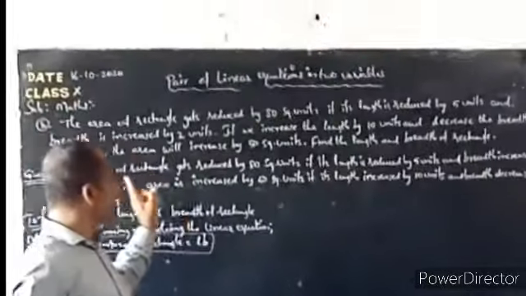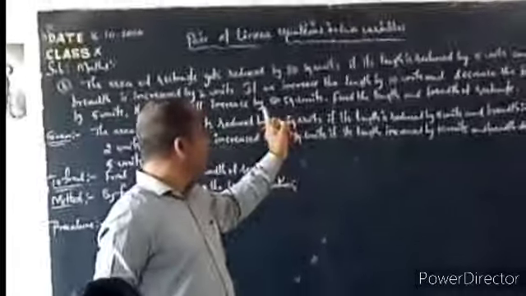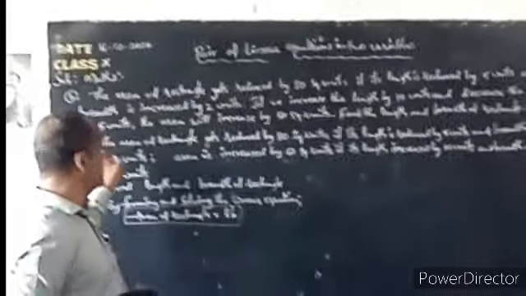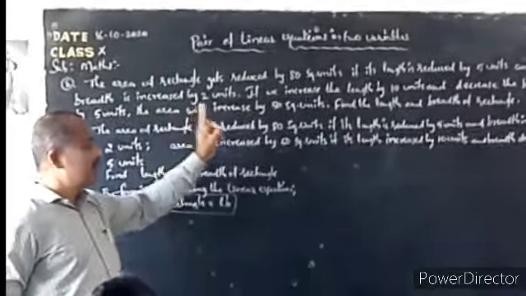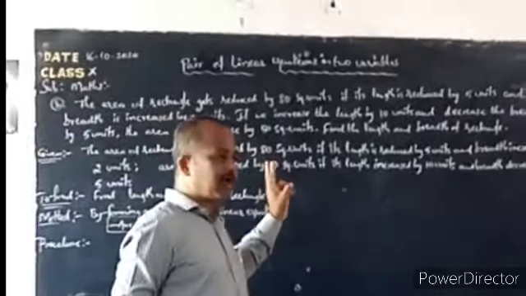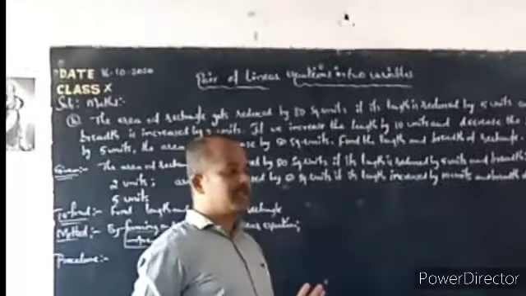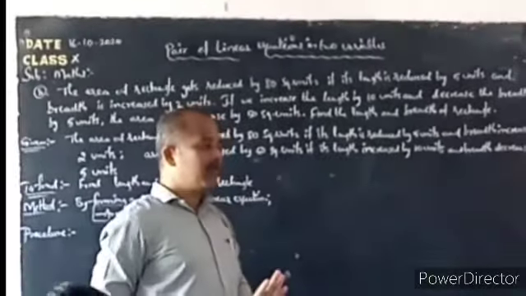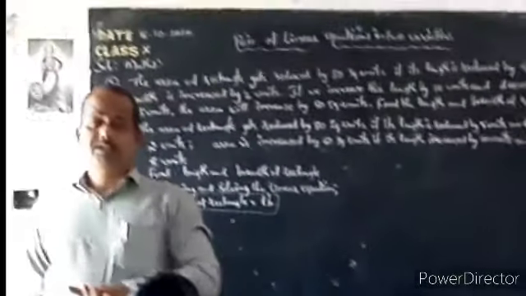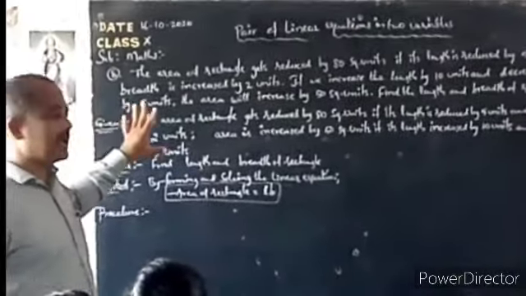And one more statement is: if length is increased by 10 units and breadth is decreased by 5 units, then area will be increased by 50 square units. By using these two statements, we have to find the solution, that means the length and breadth. We don't know the length and we don't know the breadth, but in the statement, area is mentioned.